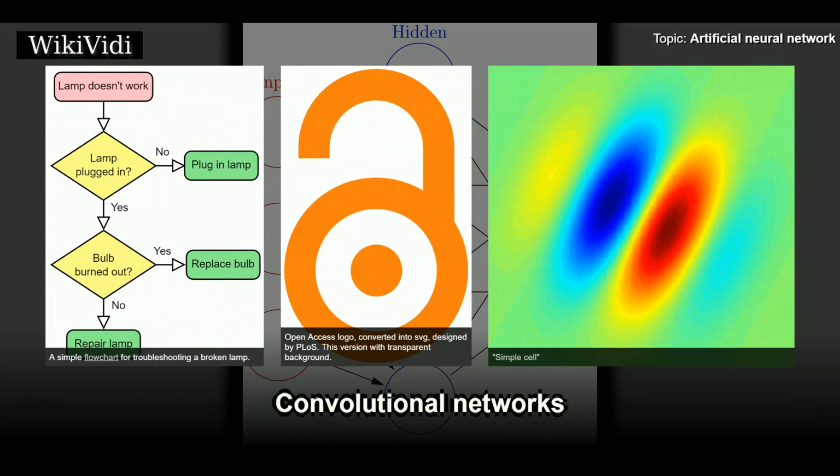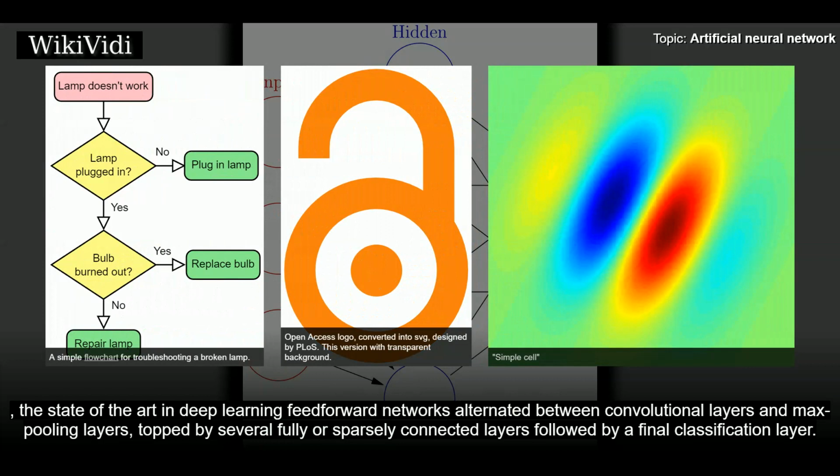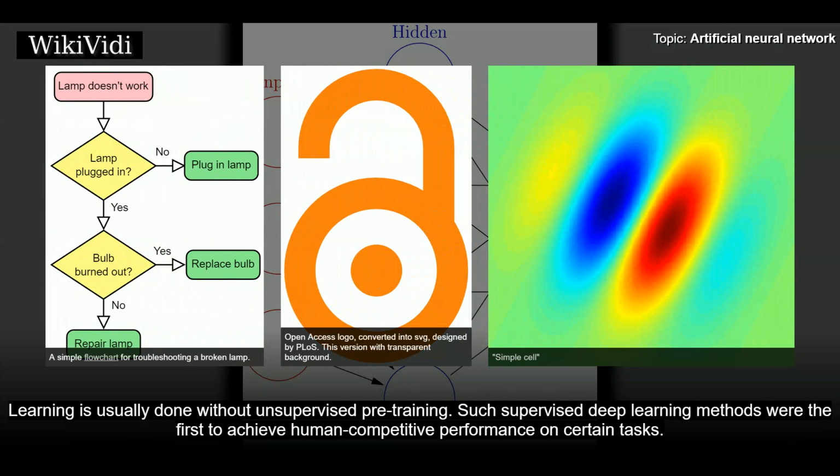Convolutional networks. The state-of-the-art in deep learning feed-forward networks alternated between convolutional layers and max pooling layers, topped by several fully or sparsely connected layers followed by a final classification layer. Learning is usually done without unsupervised pre-training. Such supervised deep learning methods were the first to achieve human competitive performance on certain tasks.